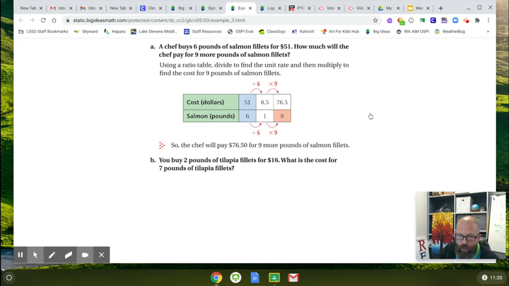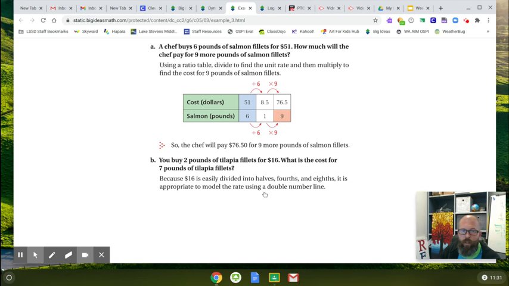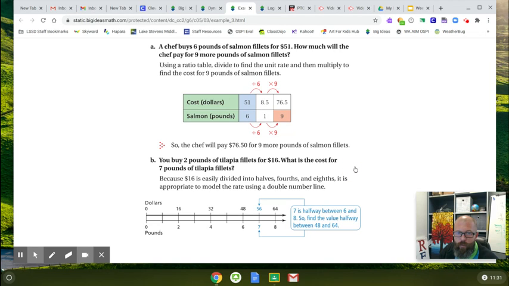Second part, you buy 2 pounds of tilapia fillets for $16. What is the cost for 7 pounds of tilapia fillets? So again, let's find out how much it costs for 1 and then multiply times 7. Because 16 is easily divided into halves, fourths, and eighths, it is appropriate to model the rate using a double number line. This one you can do a double number line, or you can do a table.